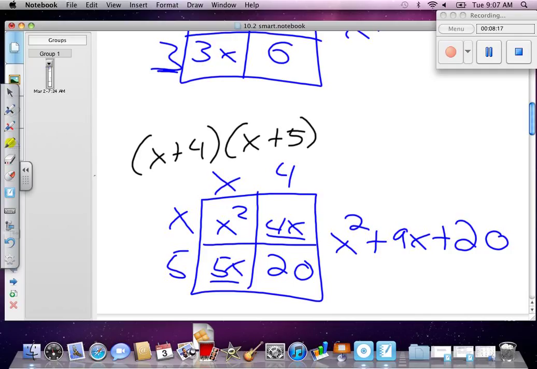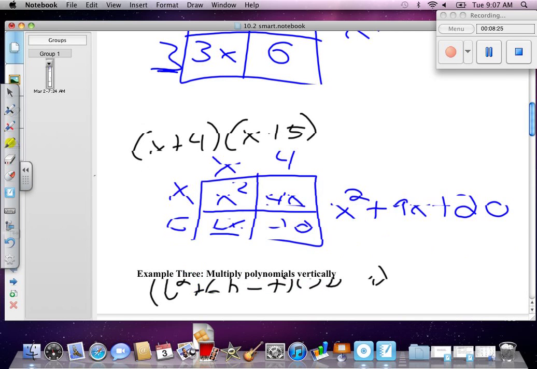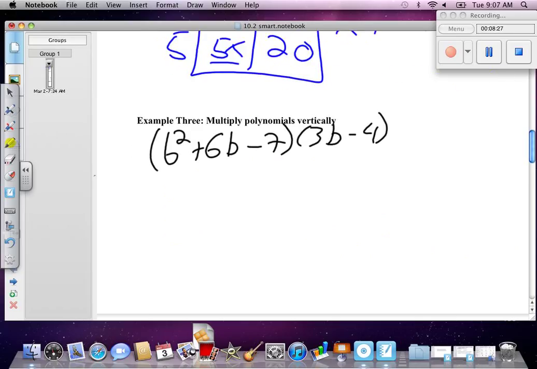We're going to do another one now. We're going to multiply it vertically, which is one of my least favorite. But it's the same way you multiply a regular multiplication problem vertically. So if I've got like 2,000 times 15, I would go 5 times 0, 5 times 0, 5 times 0, 5 times 2. Okay? So it's the same kind of thing.